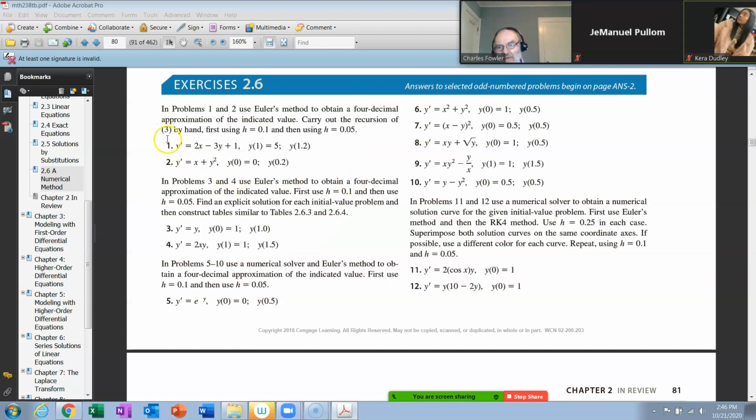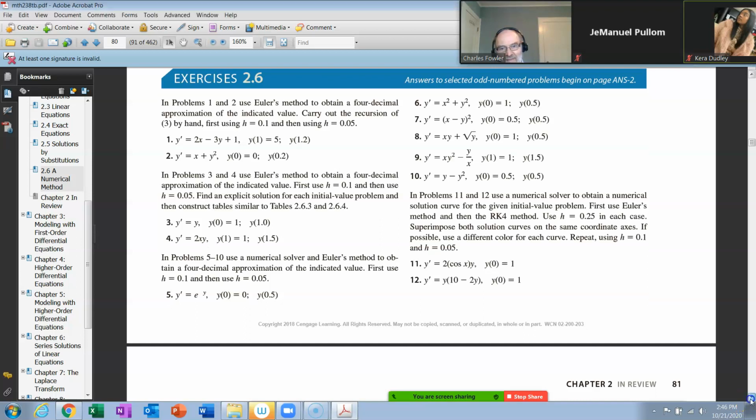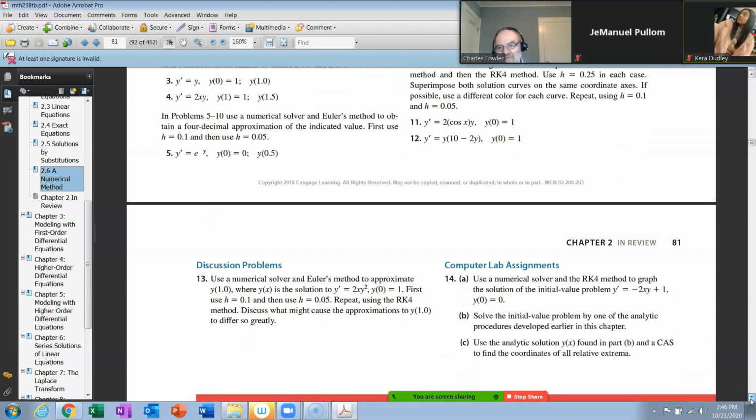Do number 1 if it's in the back of the book. Do number 3 if it's in the back of the book. Do any of the odds 5 through 9 if they're in the back of the book. Do number 11 if it's in the back of the book. And that's it. The rest of them are discussion or computer lab assignments. If you do have a computer program like CAS or something like that, and you want to play with it, play with it. I don't have one, so I can't assign those to you.